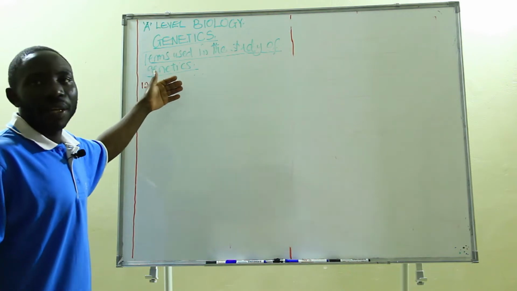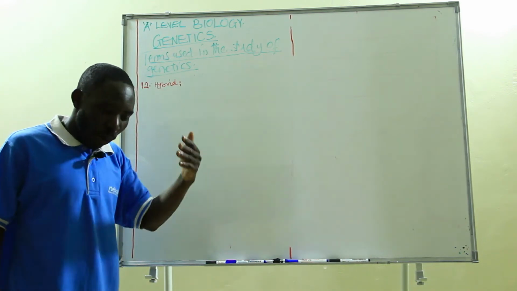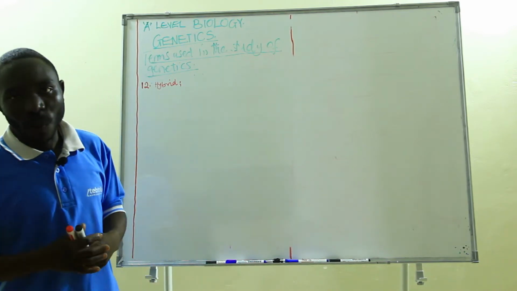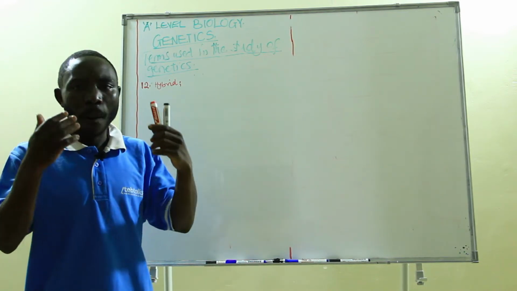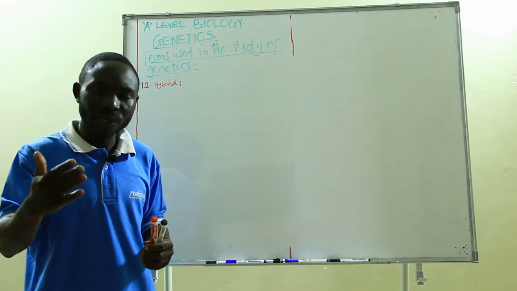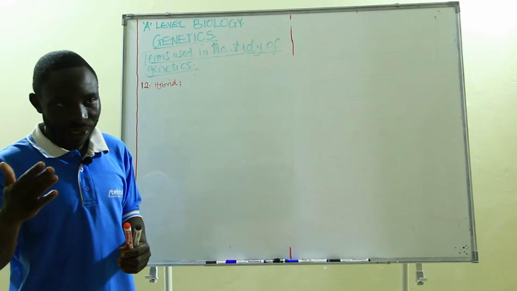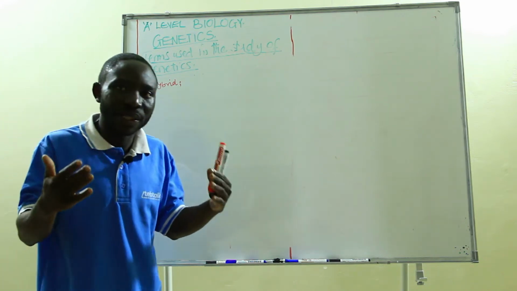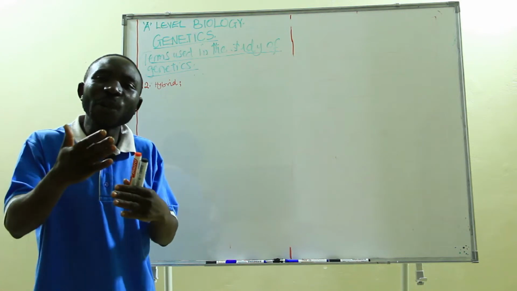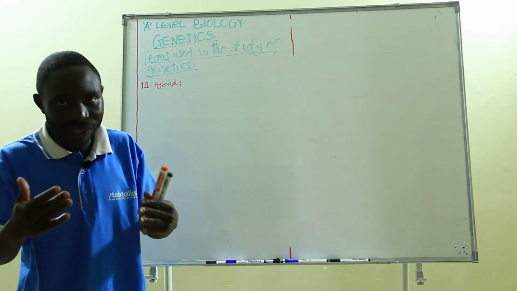I said a hybrid is an organism which is produced from mating or reproduction of two parents which are of different species but genetically related. Parents which are of different species but which are closely related.